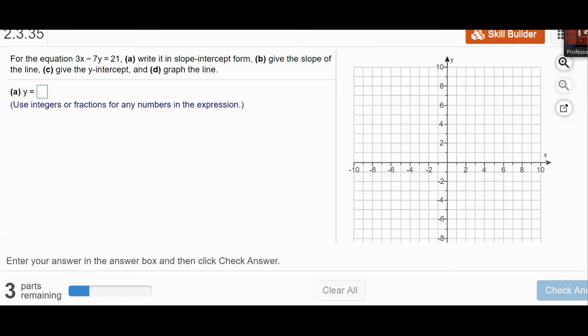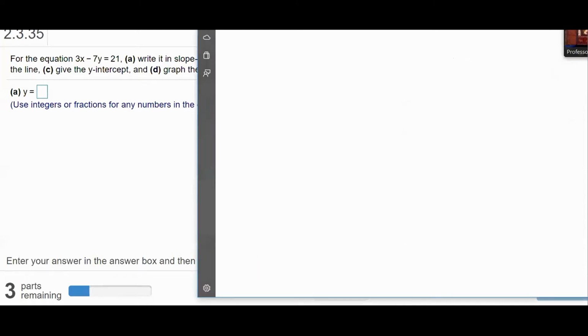And now here's the other half of the questions that I found were creating the most difficulty the first semester that we ran this just last spring. Here we go. We have the equation 3x minus 7y equals 21.